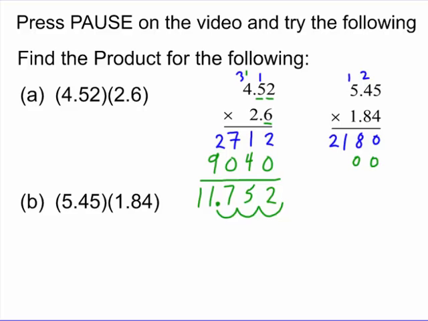8 times 5 is 40, carry the 4. 8 times 4 is 32, plus 4 more is 36. Whew. 8 times 5 is 40, plus 3 more is a 43. Okay, we're almost there. Last one, I need 2 placeholders of 0. So 1 times 5 is 5, 1 times 4 is 4, and 1 times 5 is 5. Gotta love multiplying by a 1.